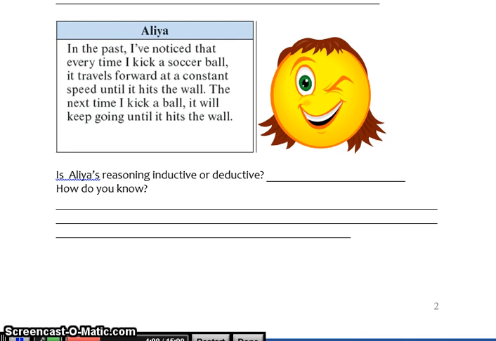Our next example deals with Aaliyah. This is Aaliyah. She has an unfortunate mullet. It says, in the past, I've noticed that every time I kick a soccer ball, it travels forward at a constant speed until it hits the wall. The next time I kick a ball, it will keep going until it hits the wall. We need to know, is Aaliyah's reasoning inductive or deductive? Her reasoning is that the next time she kicks a ball, it will keep going until it hits the wall. She's basing this on the premise that in the past, she's noticed that every time she kicks the soccer ball, it travels forward at a constant speed until it hits the wall. Since she's basing her conclusion on a past pattern that's been observed, her reasoning is inductive.